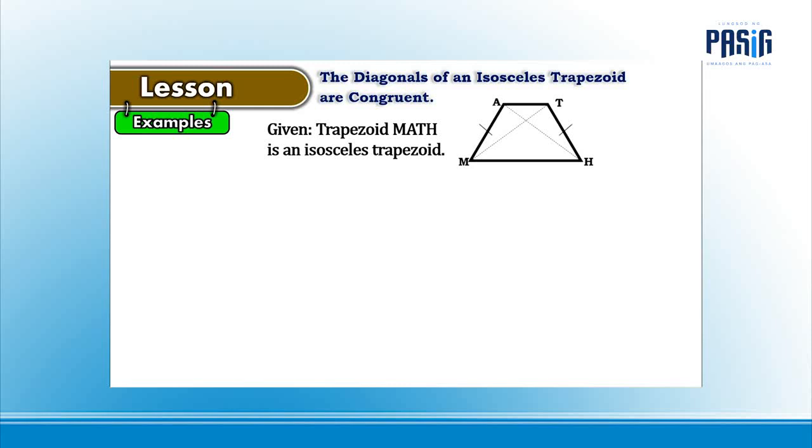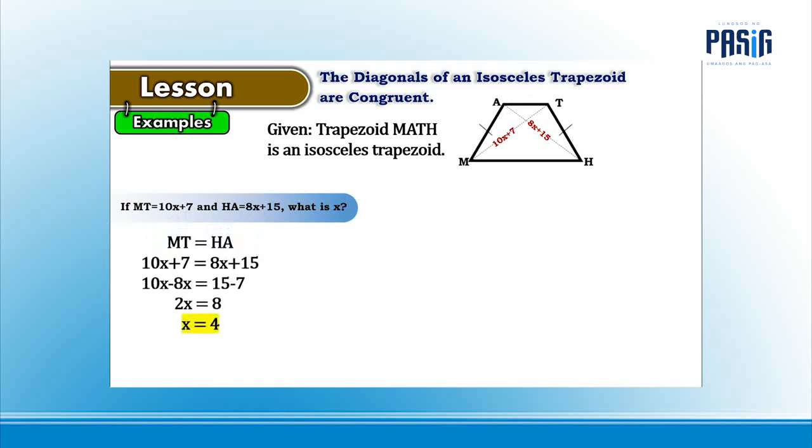Trapezoid MATH is an isosceles trapezoid. If MT is equal to 10x plus 7 and HA is equal to 8x plus 15, what is x? Since MT and HA are congruent, then their measures are equal. 10x plus 7 is equal to 8x plus 15. In applying addition property of equality, we can have the final answer for x as 4.